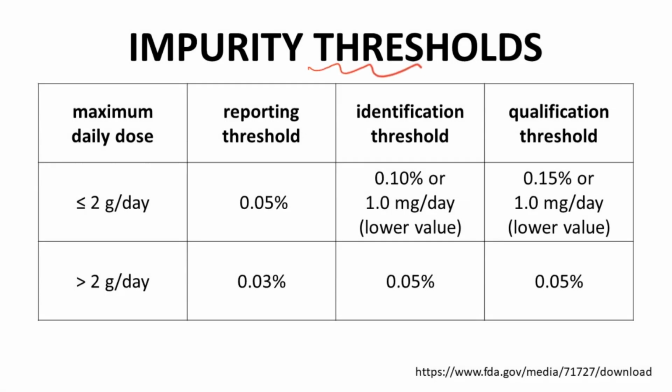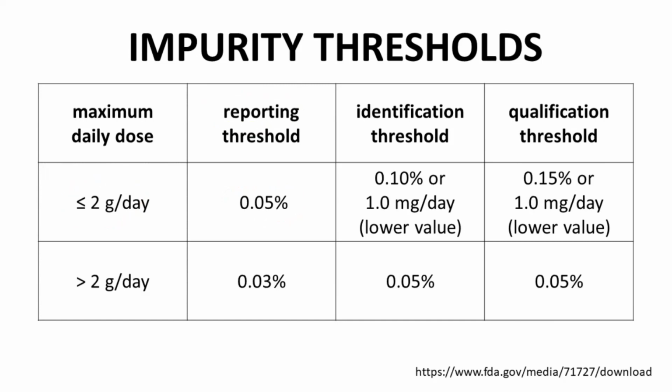Different threshold levels of impurities trigger different types of action by regulatory authorities. The actions depend not only on the percentage of the impurity, but also the size of the daily dose of drug. So the action required varies based on the amount of impurity that a patient receives. There are three types of actions. The first level is reporting of the impurity. For the lower dose category, any impurity at 0.05% or higher must be reported.